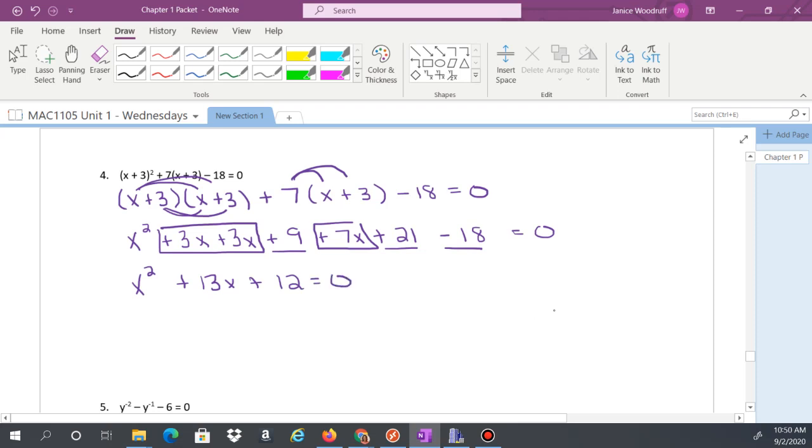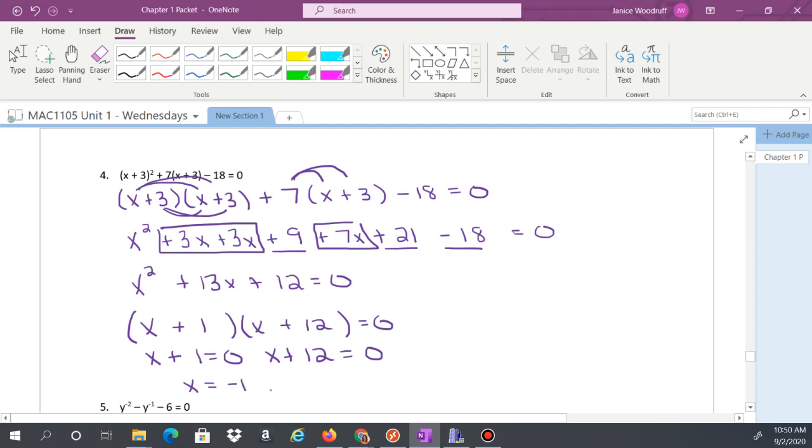So now I have a quadratic. And can I factor this one? Yes, I can. This is a nice one. What multiplies to 12 and adds to 13? Yeah, 12 and 1. So x plus 1, x plus 12. Take each of your factors and set them equal to 0. So you get x plus 1 equals 0, x plus 12 equals 0. Then you would subtract 1, so you would get x equals negative 1 and negative 12. So you started with x squared, you have 2 solutions.